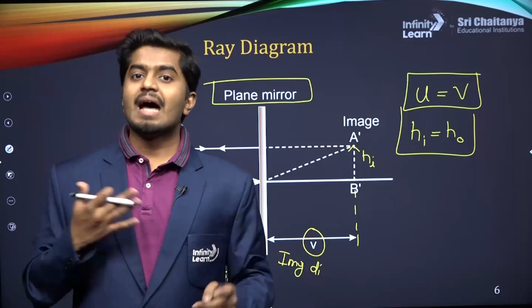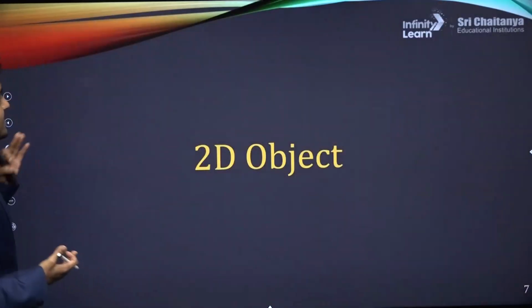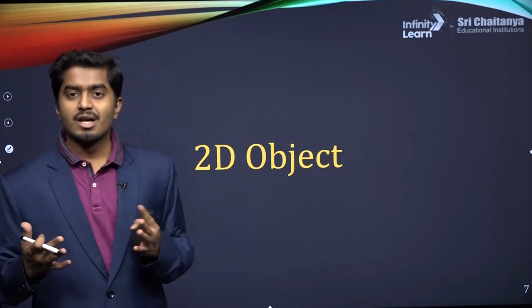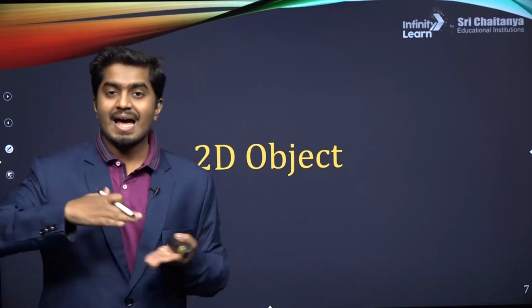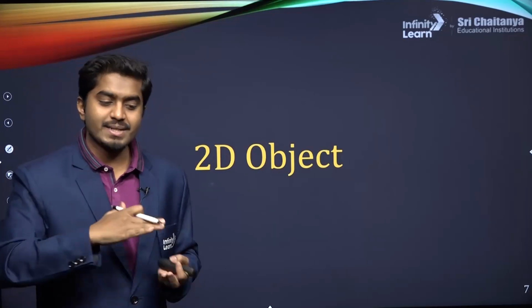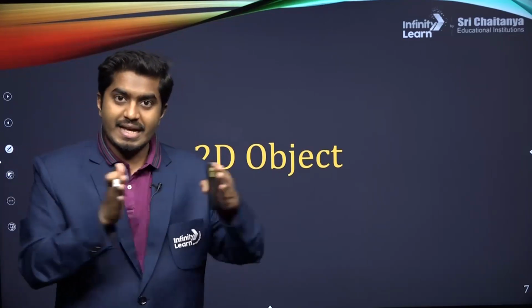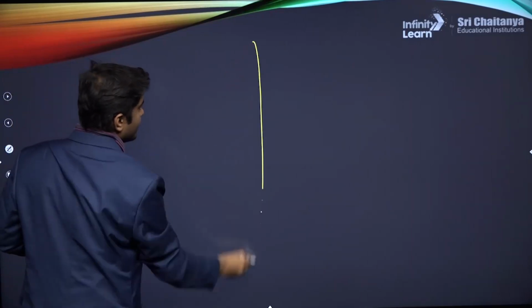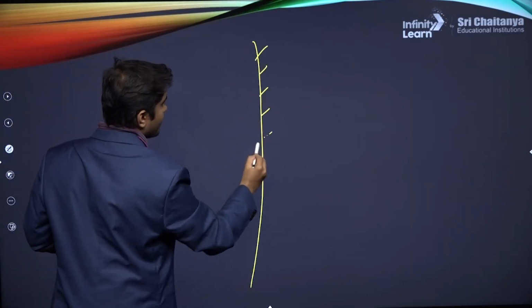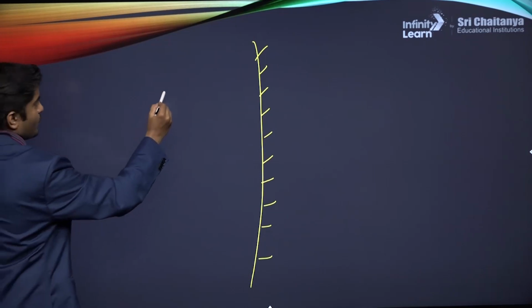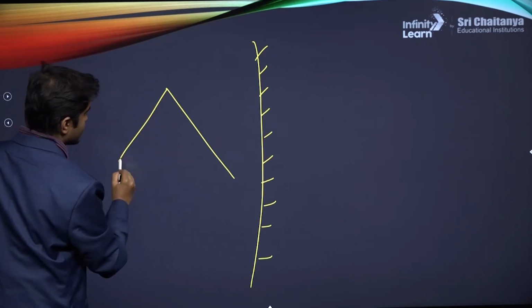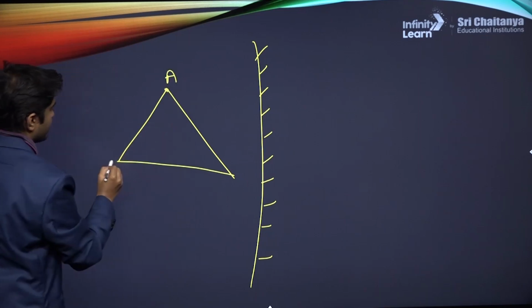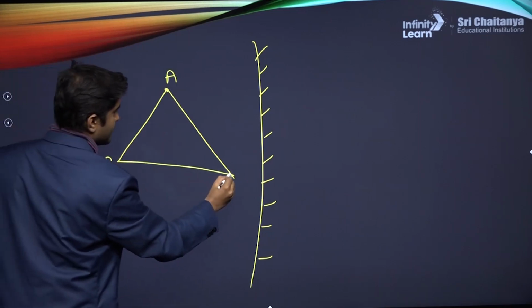Clear? Now let's understand a complicated situation. Let's say you have a 2D object. What is a 2D object? An object which has length as well as height. A 1D object has only height, so now it has length as well. So you can draw, let's suppose this is a mirror. This is your plane mirror. Let's suppose this is your object, right? It has this point A, then this B, and this is C.